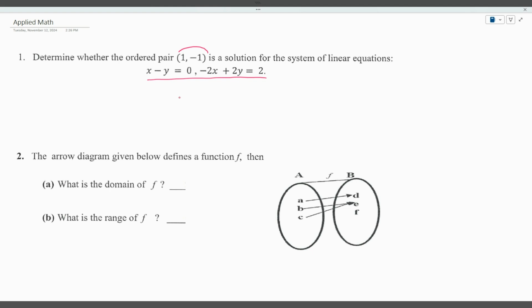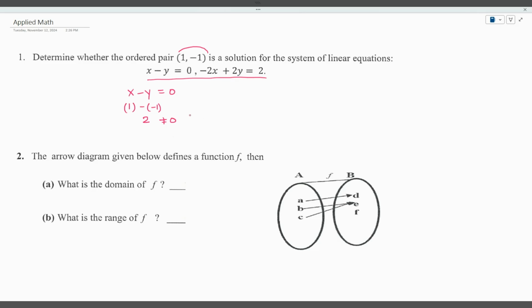Okay, so let us see. What is the first equation? x minus y is equal to 0. Substitute the values here. What is the value of x? It is 1, so you can put 1 here. 1 minus (-1). What value is coming? It is coming 2, and you know that 2 is not equal to 0.